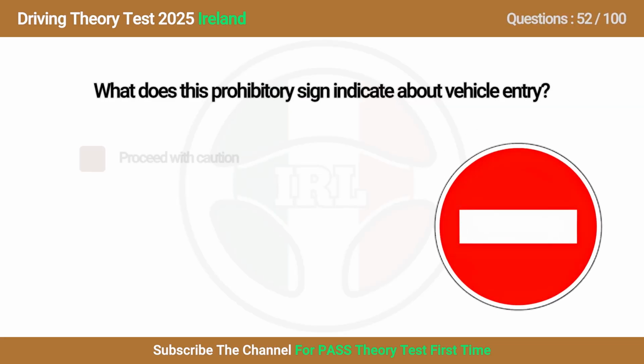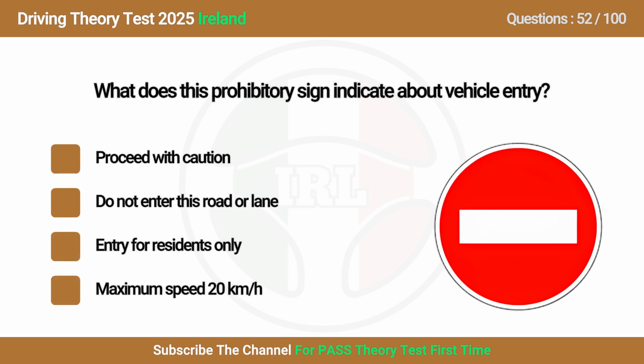Question 52. What does this prohibitory sign indicate about vehicle entry? A. Proceed with caution. B. Do not enter this road or lane. C. Entry for residents only. D. Maximum speed 20 kilometers per hour.